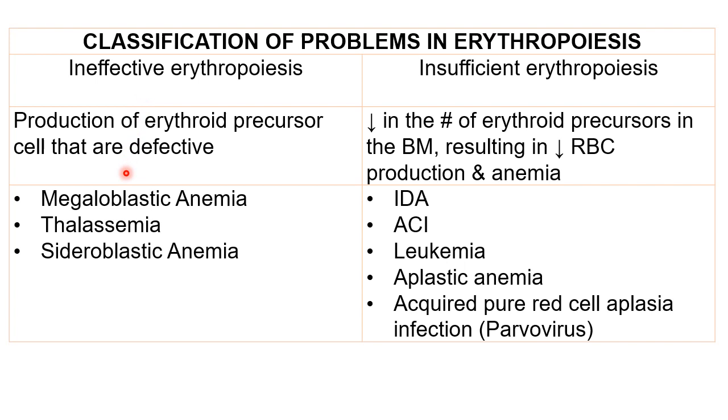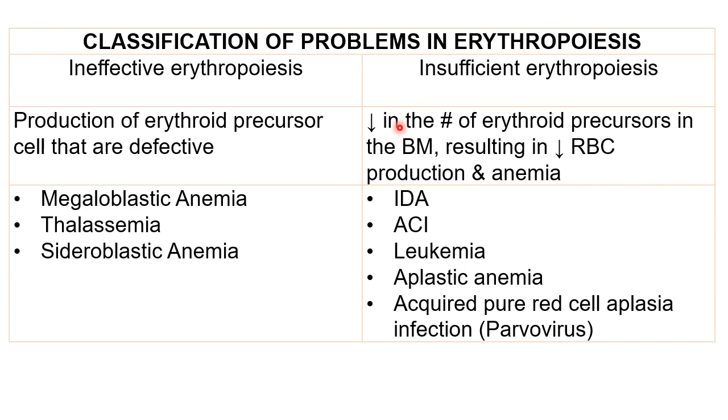So, first, megaloblastic anemia. Yung mga cells, hindi sinusundan yung tamang RBC maturation, kaya naiiwan sila as large size. Kaya tinawag natin silang megaloblastic anemia. Problems with globin chains, yung ating thalassemia, and in cases of porphyria and lead poisoning, sa sideroblastic anemia. Insufficient erythropoiesis naman, mababa ang levels ng mga RBCs. Maybe due to number one, may problem ka sa bone marrow mo mismo or sa erythropoietin. Okay? Ano yung mga pwede mong i-identify as insufficient erythropoiesis?